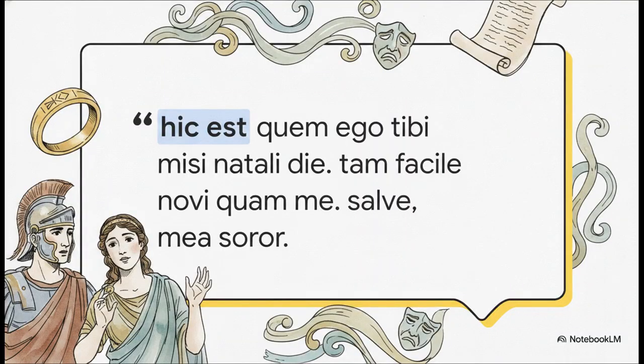And that missing ring? It inevitably triggers a profound structural anagnorisis, that classic dramatic recognition scene. When the soldier finally confronts Planesium, she recognizes the ring immediately. The soldier realizes he actually gave it to her on her birthday, stating, "Hic est, cum ego tibi misi natali die, tam facile novi quam me. Salve, mea soror." This is the major turning point of the text. This exact moment establishes her freeborn status as the soldier's kidnapped sister, instantly unraveling the entire deception and activating that legal corrective we discussed earlier.